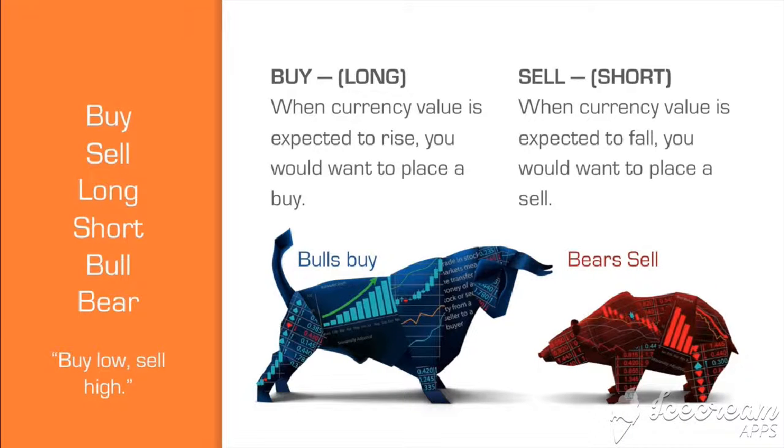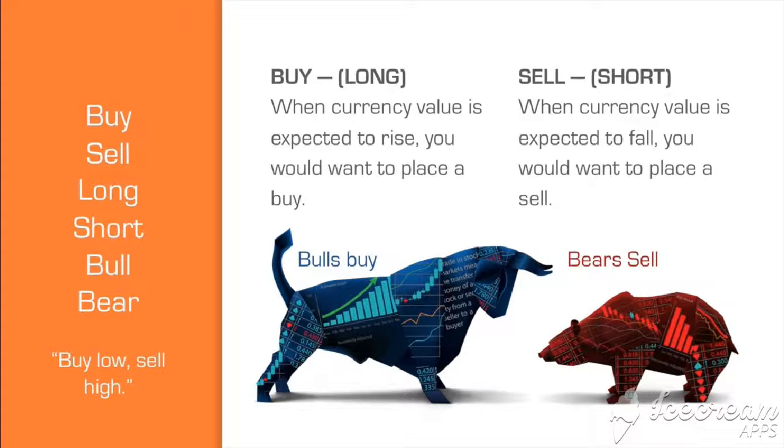For instance, buy. A buy means you're expecting the currency's value to rise. So you would want to place a buy. That's the type of order you would want to place. And then sell means you are expecting the value of the currency to go down. So then the type of order you would want to place is a sell.